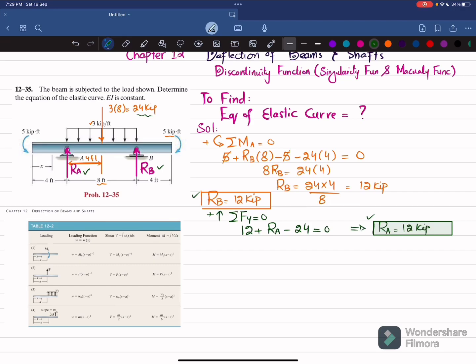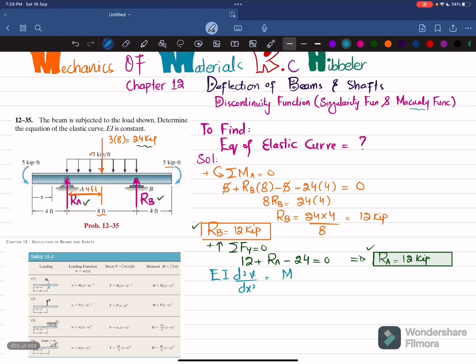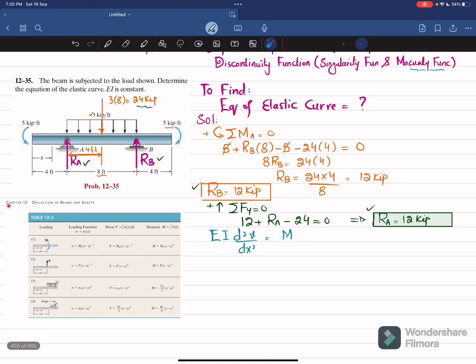So we will move to find the equation of elastic curve, that can be obtained by using the equation EI d squared v over dx squared is equal to moment. We will find this moment by using Macaulay's method, Macaulay's functions. You can see here that you have moment, you have point loads, you have a uniformly distributed load. There is a table given in chapter number 12, Deflection of Beams and Shafts, and the table is 12-12. Here you can see for different types of loadings you have the equation of moment. So we will get the moment equation as the sum of all these functions.